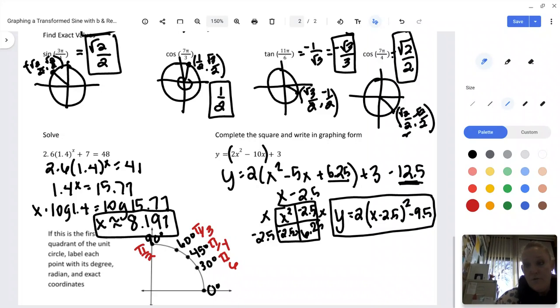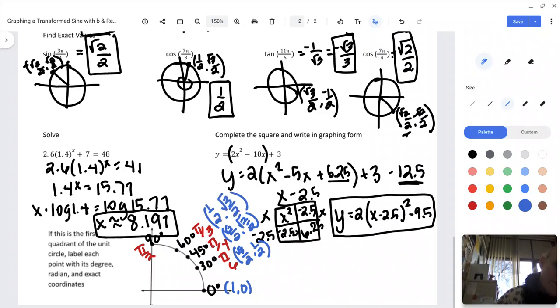Alrighty. Coordinates. 0 is at 1, 0. Pi over 6 is at square root 3 over 2, 1/2. Pi over 4, square root 2 over 2, square root 2 over 2. Pi over 3, 1/2, square root 3 over 2. And pi over 2, I'll squeeze it right here, 0, 1. And there we are.